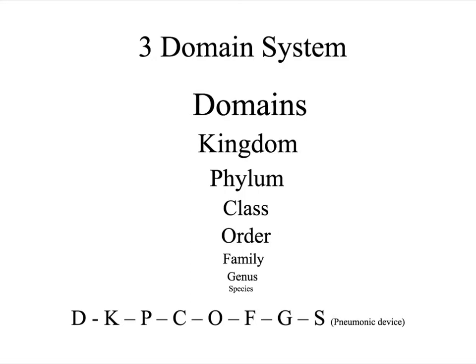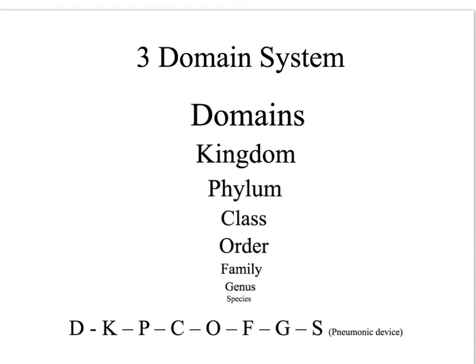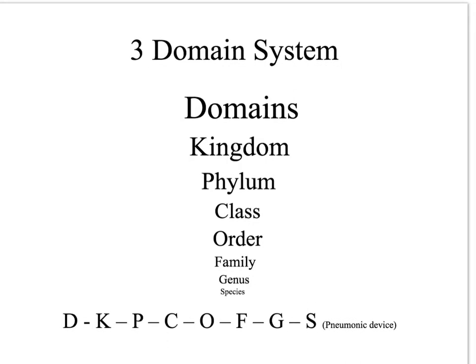But as we get more and more specific to an organism, we go from domains down to the kingdom, down to phylum, class, order, family, genus, and species. And so you'll see examples of these different groups as we get more and more specific towards a specific type of species.